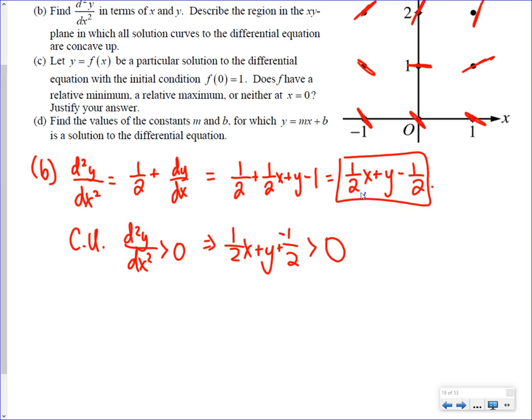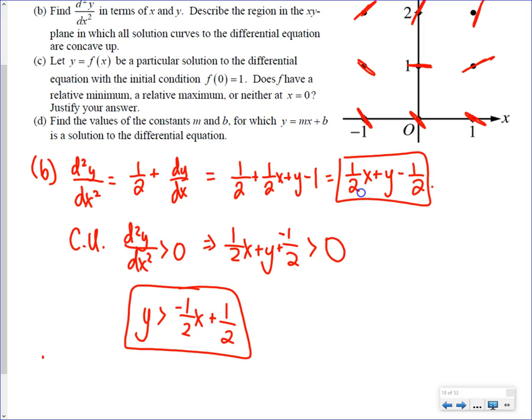So to be honest, I think you could probably leave it like that if you were unsure of whether you could do this well. But the safer way would probably be to get y by itself. All the solutions, or all the points above the line negative 1 half x plus 1 half, it's going to be concave up. When it says describe the region, you can give an inequality and say, hey, look, there's the region. That's where it's going to happen.